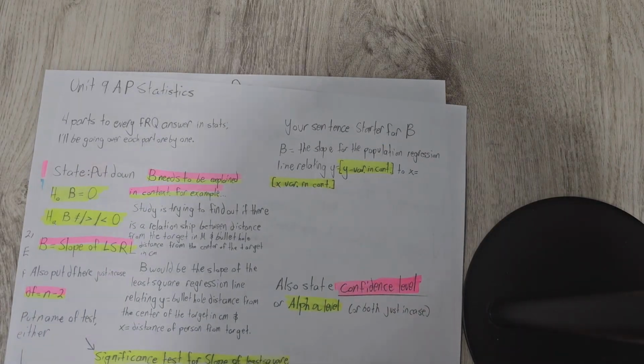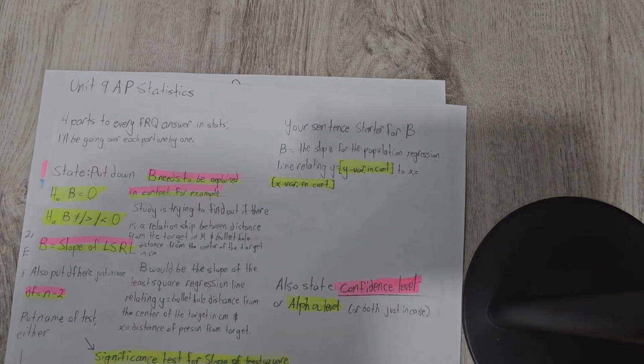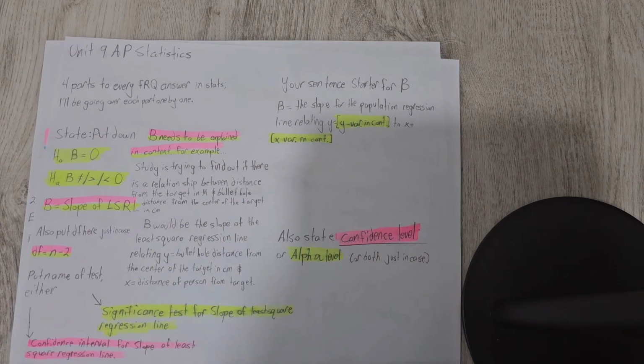Okay, so this is a review of Unit 9 of AP Stats, which is all about scatter plots and slope lines. But we're going to be just going over test taking procedure basically. There are 4 parts to every FRQ answer in stats, and I'll be going over each part one by one. To start, we have state, right?